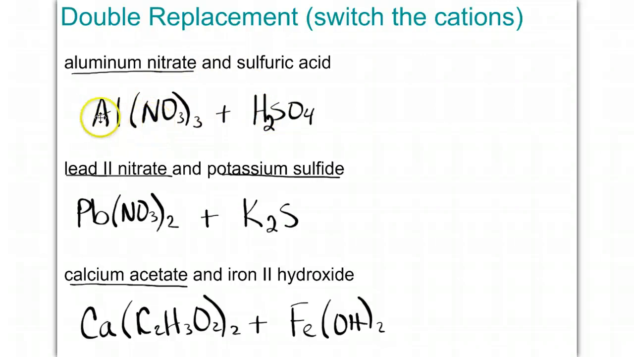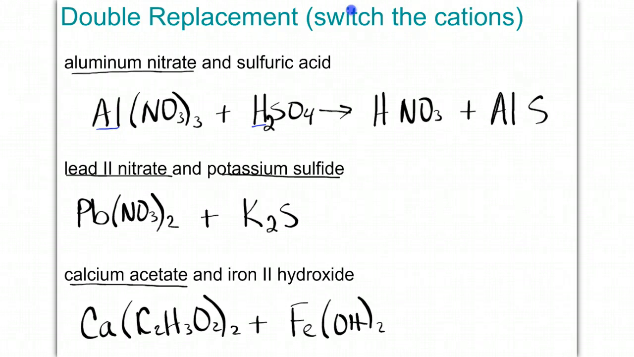We never carry numbers forward unless they belong to the polyatomic ion. So I'm going to bring NO3 over, but I will not bring the 3 forward. I will bring the SO4 forward, but the 2 will not go forward. And so we'll see this as we work out each of these problems. So let's start with the first one, aluminum nitrate and sulfuric acid. And I want to switch the aluminum and the hydrogen. So my new compound is going to be hydrogen and nitrate, and my second compound will be aluminum and sulfate.